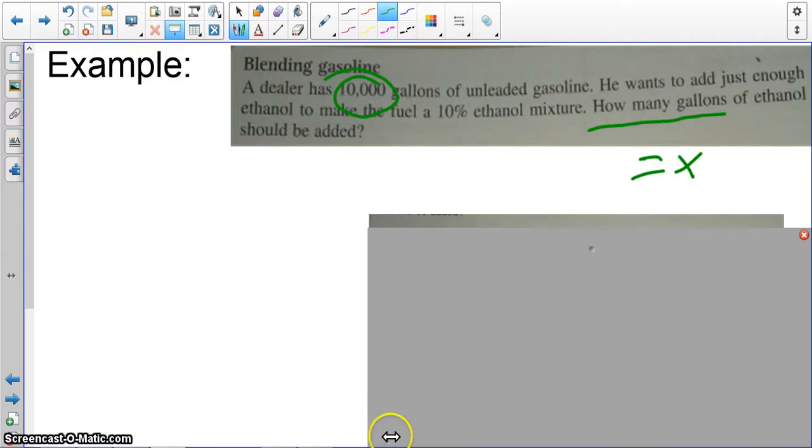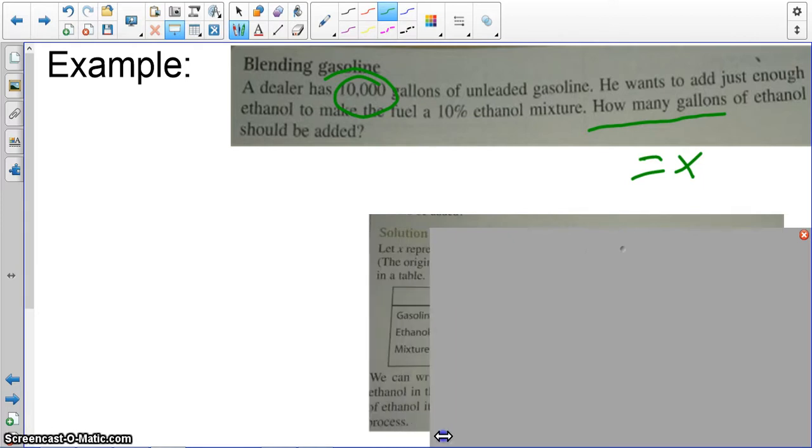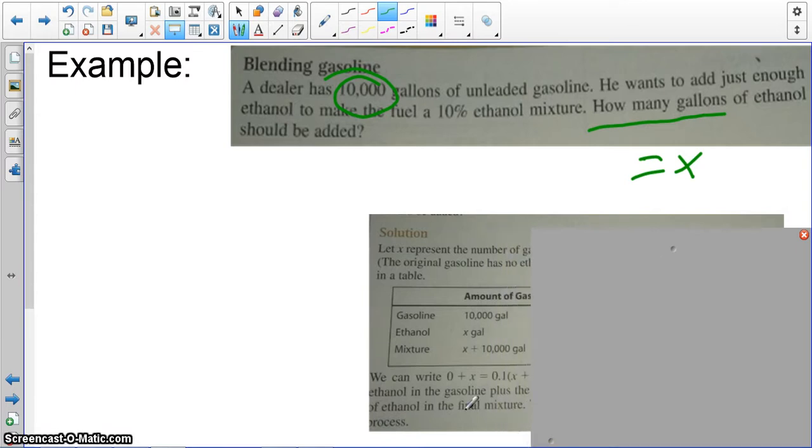How the book does it, and this is pretty standard, is a nice little organizational tool: you just make a table. Your first column is going to be the amount of gallons of things being added in. So you have gallons of gasoline, gallons of ethanol, and then the number of gallons of the mixture. And so, ta-da, it's right there. There's 10,000 gallons of gasoline, there's x gallons of ethanol, and when you combine them, you just add them together, x plus 10,000 gallons. So that's how many gallons there are. That's the first column, and that's a good start.